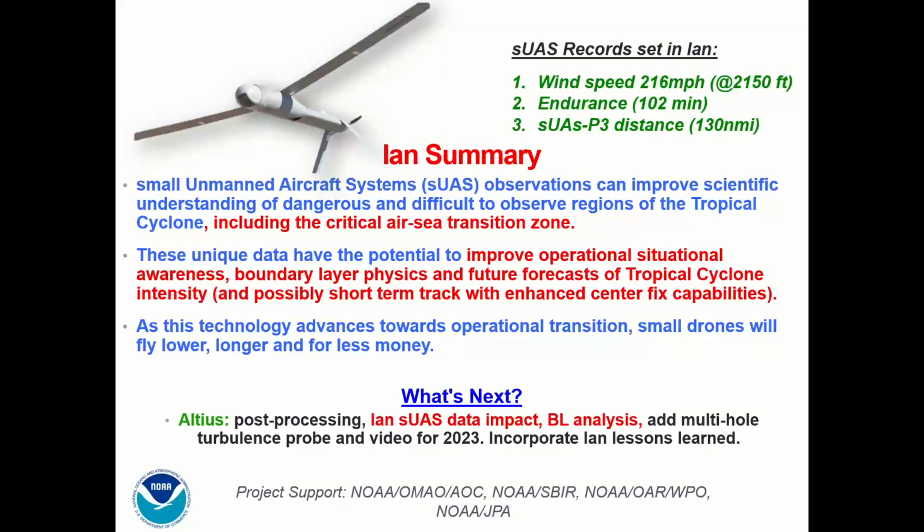So what is next? We're post-processing the data. We're seeing what sort of model impacts we can see, in boundary layer improvements, parameterizations. We're going to be adding a turbulence probe, which is really key to this year. We're doing some wind tunnel testing next month, Black Swift as well, which I'll get into here. It's another drone we're working on. And really just keep learning, right? Keep incorporating the lessons learned. It's like you learn a lesson.